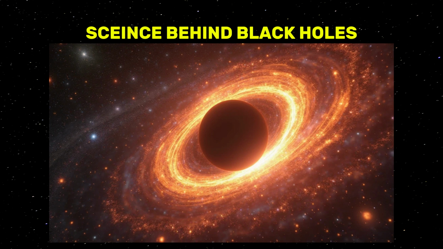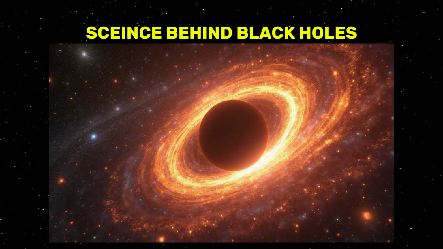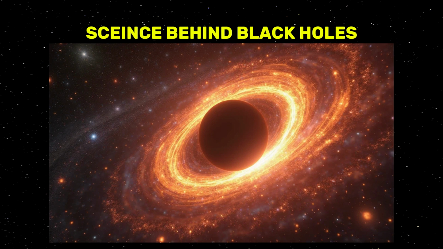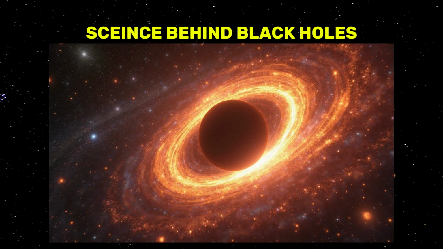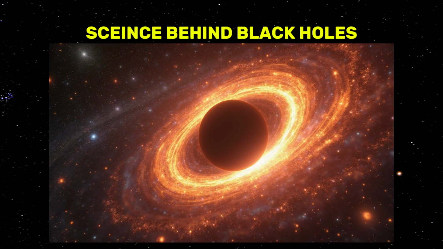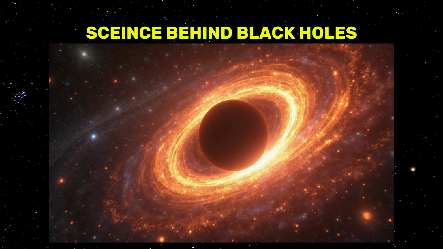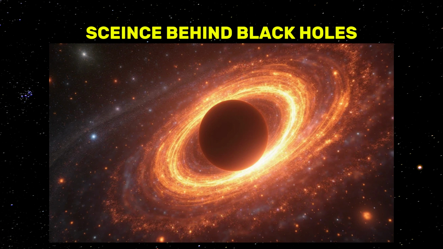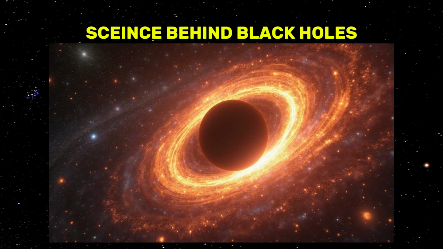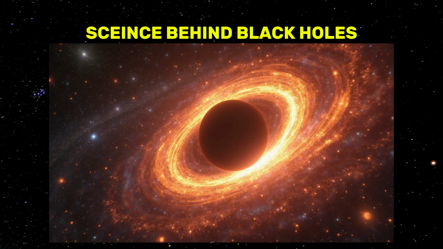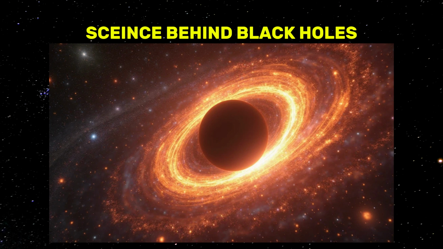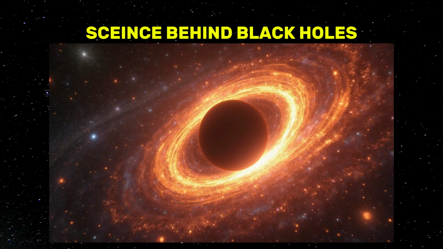For most celestial bodies, this speed is manageable, but as mass compacts further, the necessary speed increases. In the case of black holes, the required velocity exceeds the speed of light, rendering them invisible, as not even light can emerge from their grip. Rather than emitting or reflecting light, black holes are detected through their interactions with surrounding material.